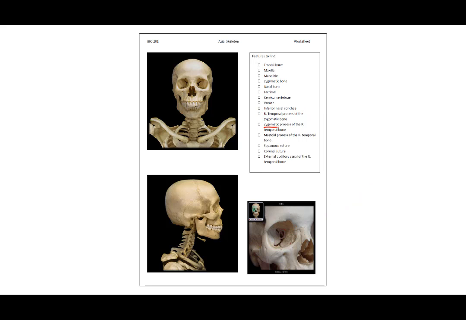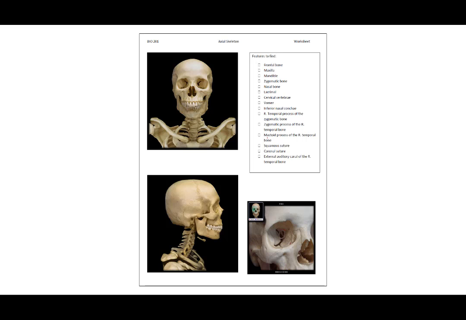Then we have the zygomatic process of the right temporal bone. We can see that quite nicely here. Obviously, here's our temporal bone. This is our right temporal bone, and then the zygomatic process I have shaded in because it's the portion that's pointing in that direction and connecting with the zygomatic bone.